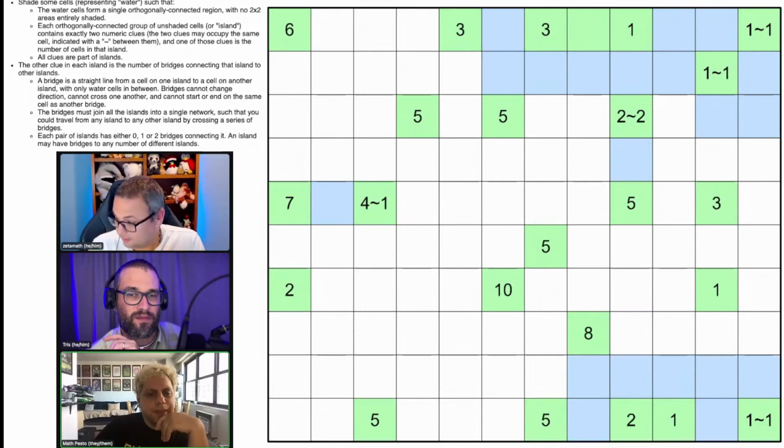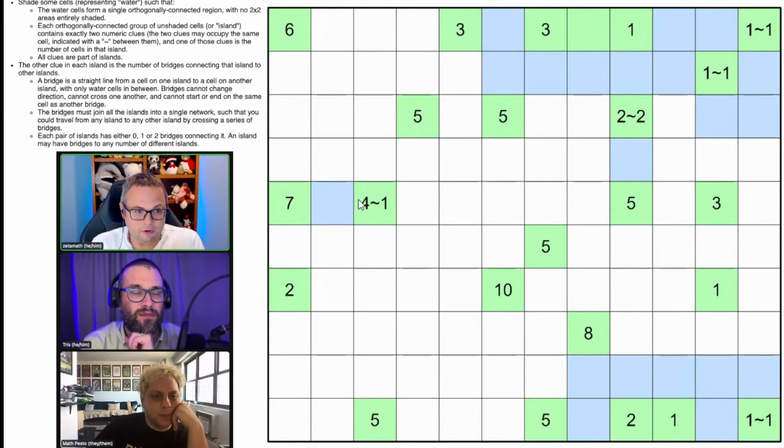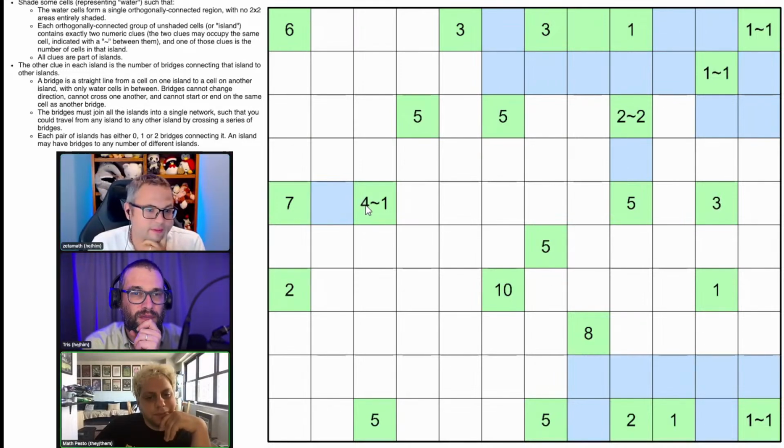So let's see. The 4, 1 clue, the 4 can't be the bridges because you'd have all bridges emanating from one cell. So that island has to expand. It has to expand, and there's lots of cells it can't grow to. I don't quite have a multi-select mode.